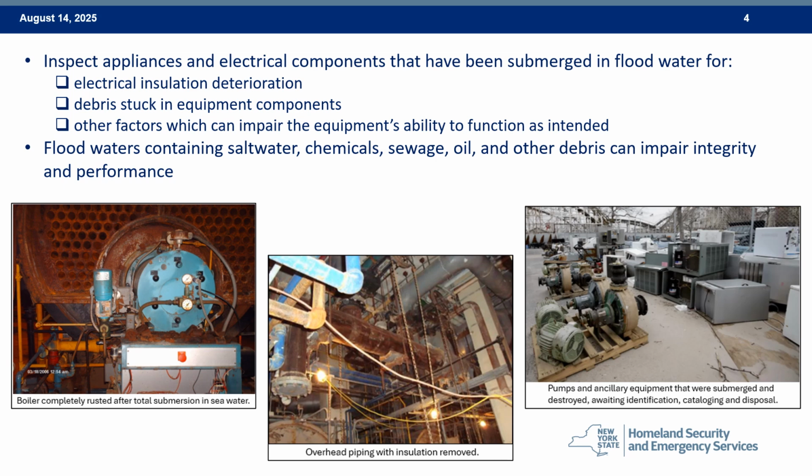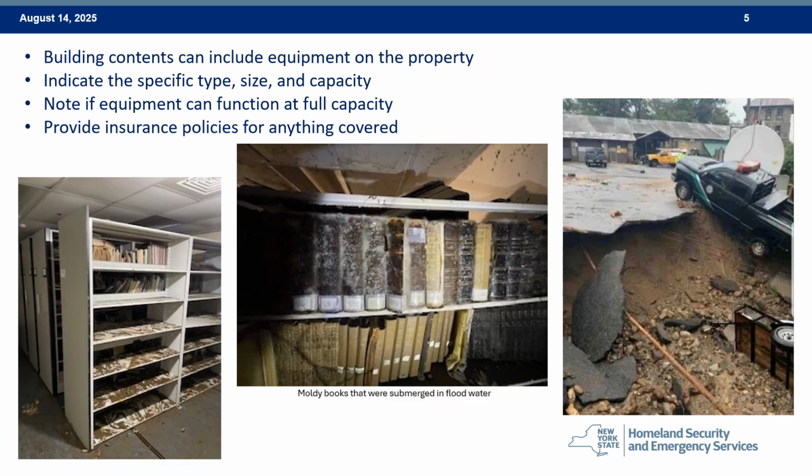Some other items to include in your damage assessment are backup equipment such as generators, heating systems, boilers, and so forth, and costs for temporary relocation of services and operations. Provide information about building contents in your damage description and dimensions. Contents can include equipment on the property rather than within the building.